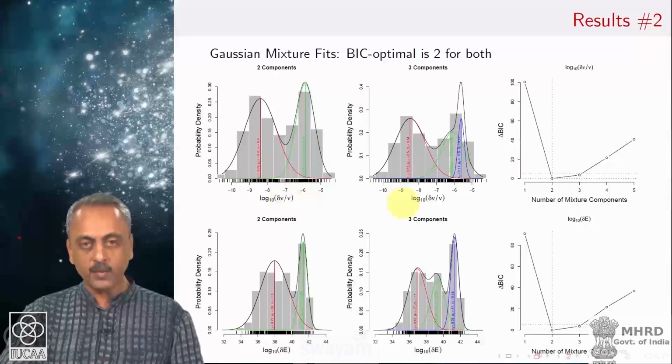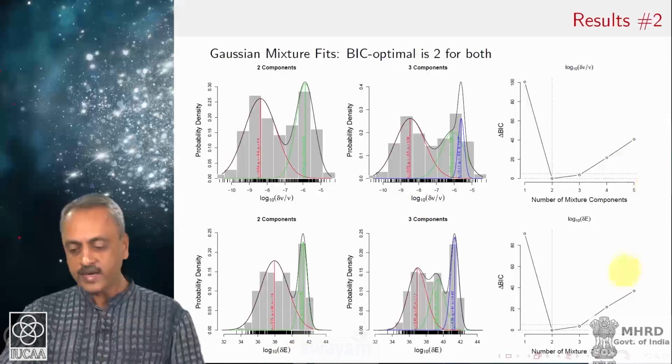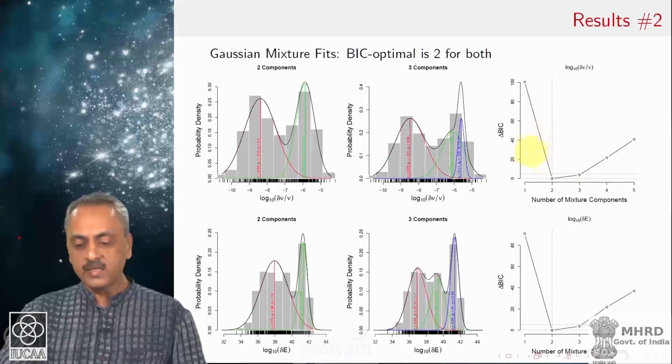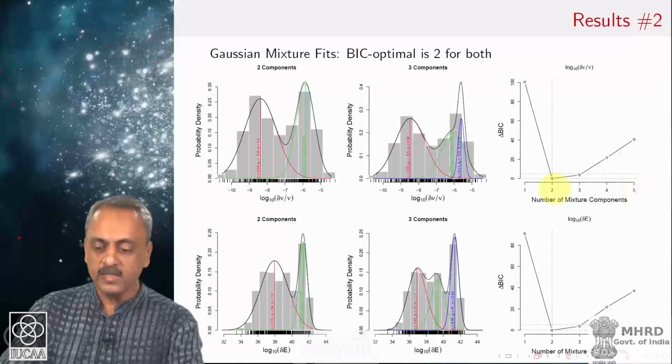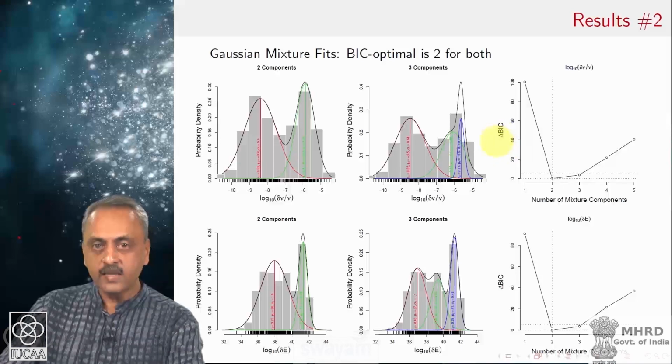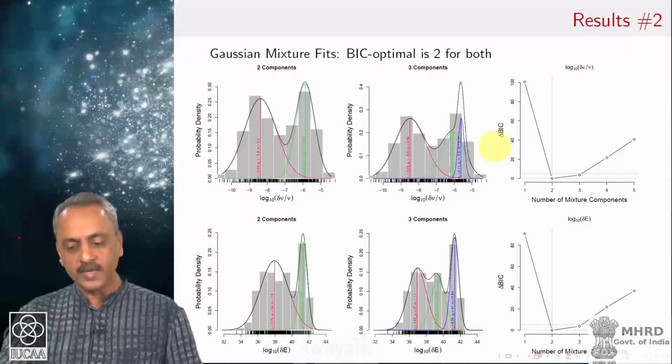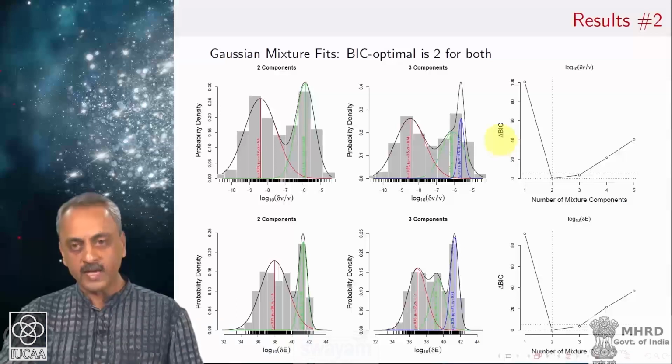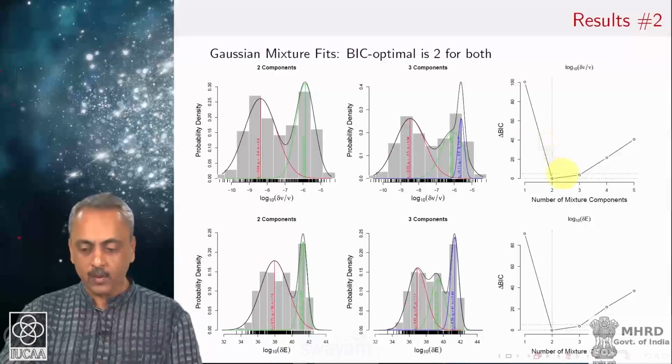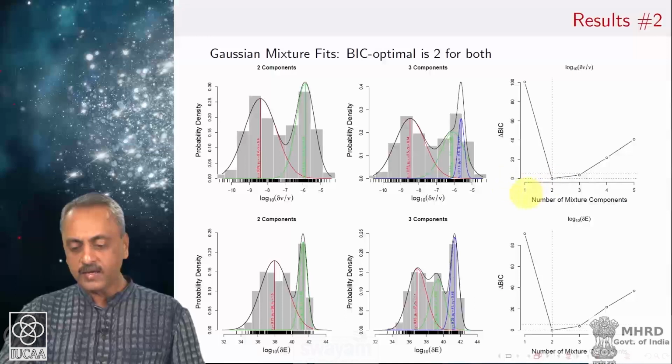This is for the delta nu by nu, the top row, bottom row is for the delta nu into nu or delta E. What you see on the right hand side column is BIC as a function of number of model components. What is actually plotted is denoted by delta BIC, which is BIC for a given number of components minus the minimum value of BIC across all the components. We have looked at up to 5 components, from 1 to 5.